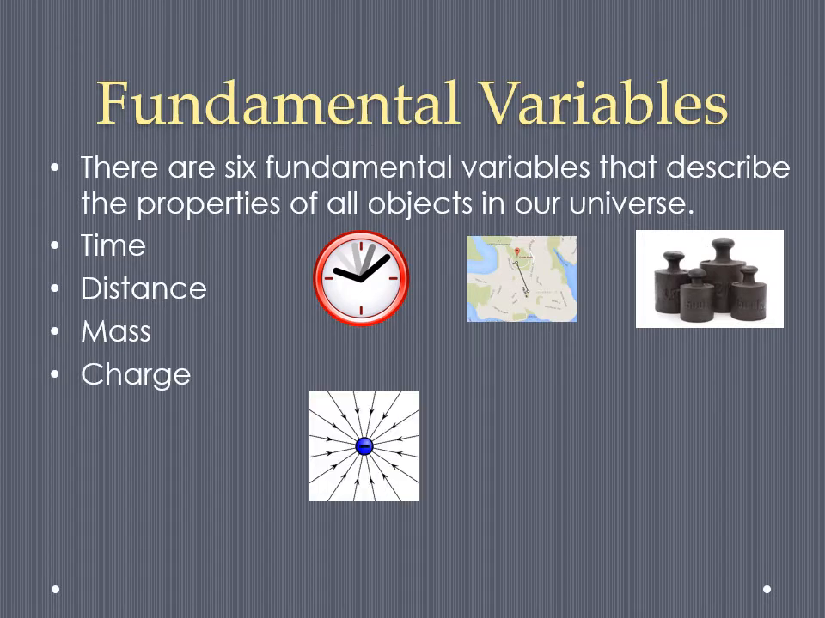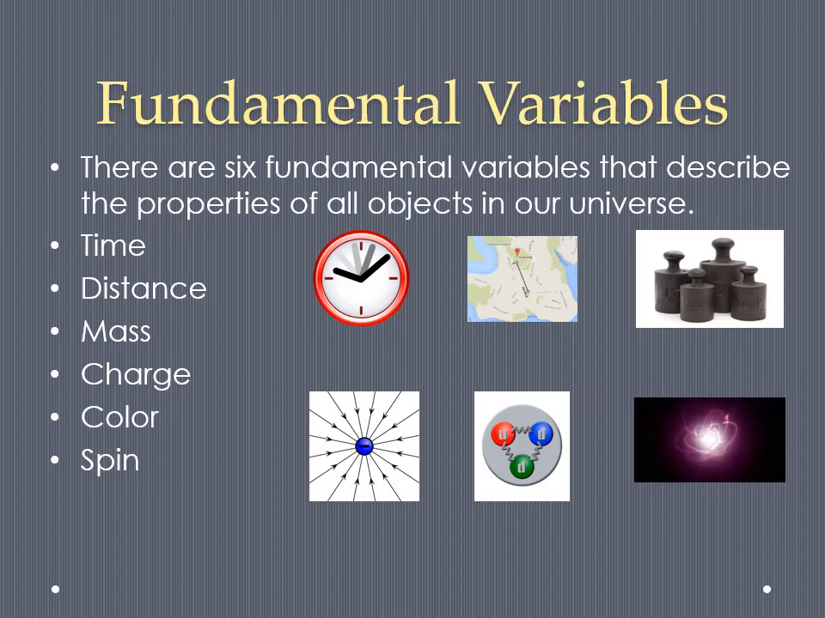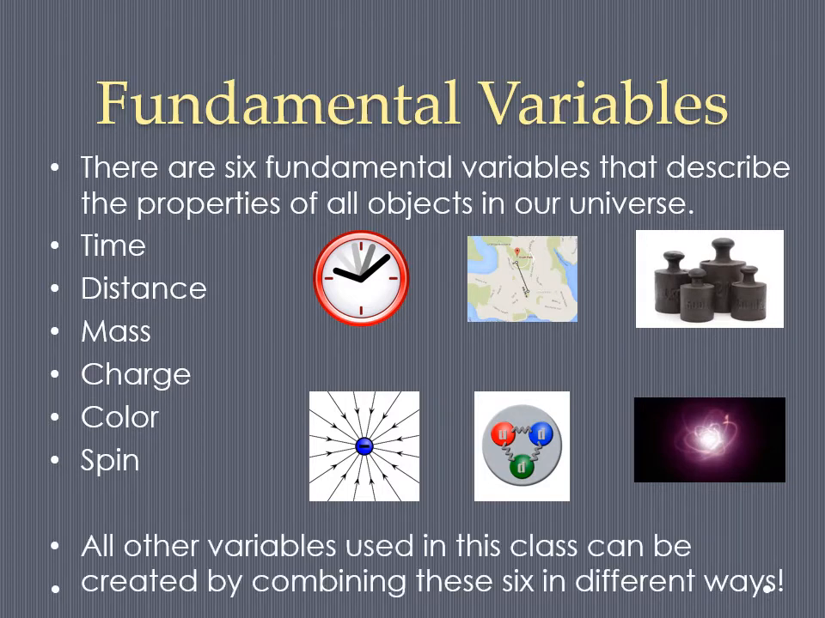The last 2 fundamental variables we'll not be covering in this class. They have to do with tiny, tiny objects. It's called the color of a quark or the spin of electrons or other subatomic particles. But I just thought I'd introduce them here, even if we're not going to be using them in this particular class, because if you take more physics, you'll learn how important those 2 variables are as well.